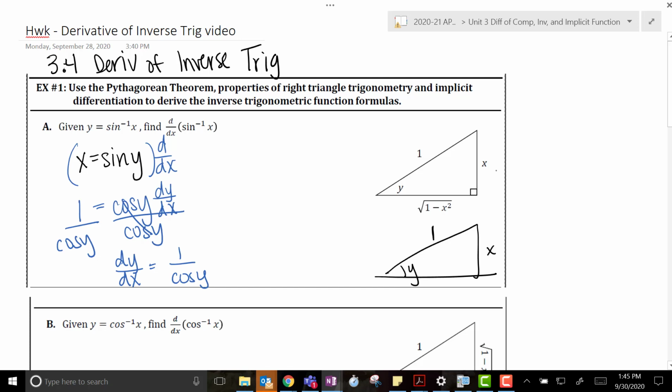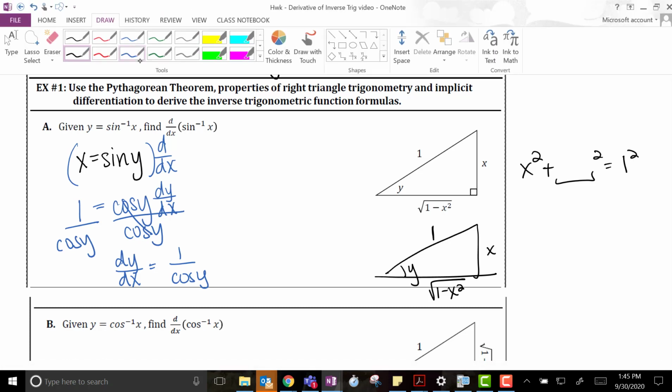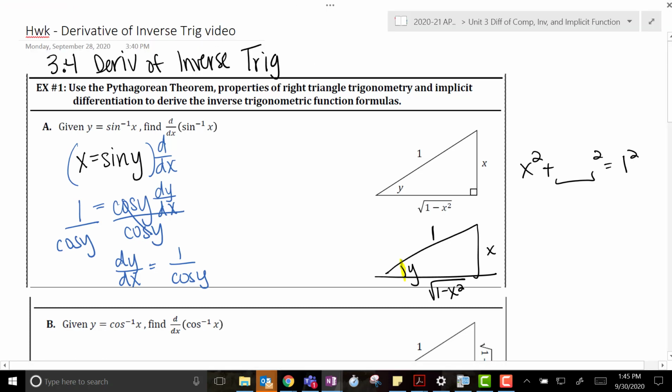Now, because of the Pythagorean theorem, you know that x squared plus unknown squared equals 1 squared. So when I'm trying to find that unknown side length, I would subtract x squared, then take the square root. That's where the value of square root of 1 minus x squared comes in for that base leg. Going back to my problem, if I'm doing 1 over cosine of y, I know that cosine is adjacent over hypotenuse. And when I do adjacent, I'm looking at what's adjacent to that y angle: square root of 1 minus x squared over 1.